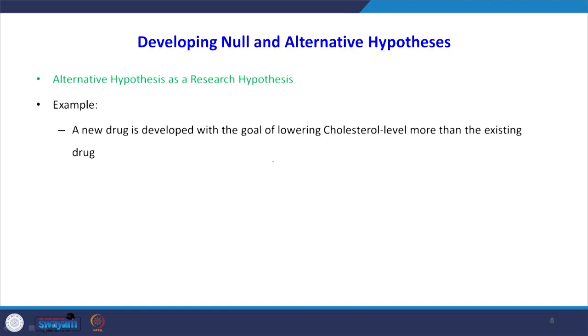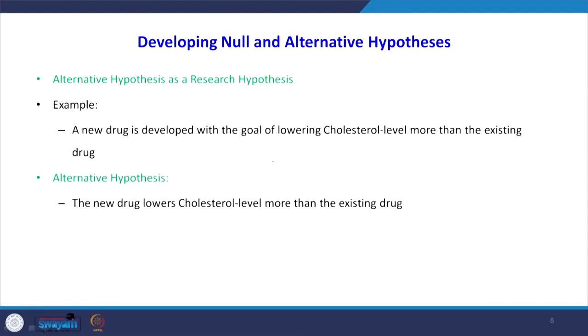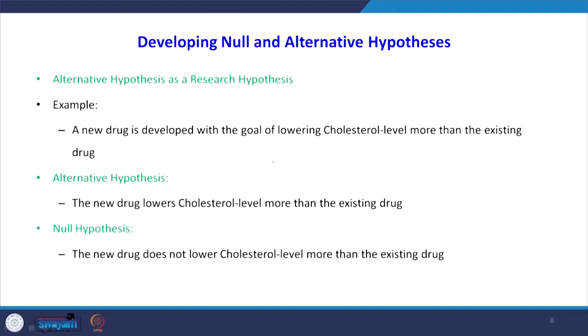A new drug is developed with the goal of lowering cholesterol level more than the existing drug. So, what is happening? There are some drugs available to lower cholesterol, and a researcher has found some drug that reduces cholesterol better than the existing medicine. So, we go for the alternative hypothesis: the new drug lowers the cholesterol level more than the existing drug. The null hypothesis is: the new drug does not lower the cholesterol level more than the existing drugs.